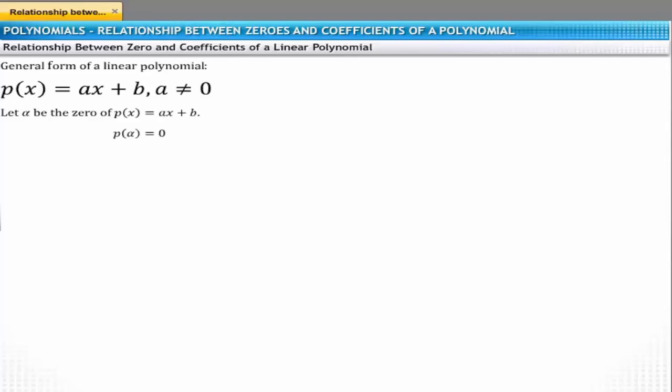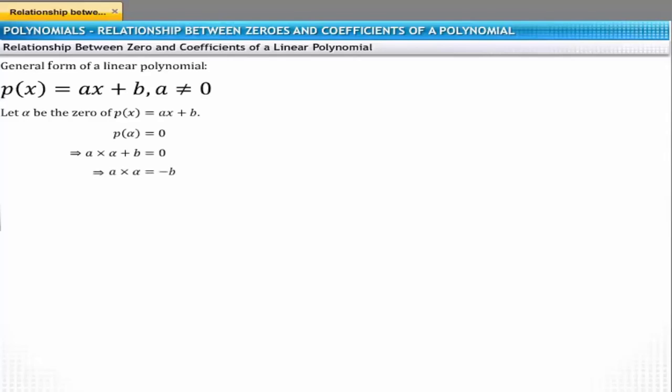Now, let's consider the general form of the linear polynomial p(x) = ax + b, where a is not equal to 0. Recall that a linear polynomial can have a maximum of one zero. Let's assume that alpha is the zero of the linear polynomial ax + b. Hence, we can say that p(alpha) is equal to 0. This implies that a multiplied by alpha plus b is equal to 0.